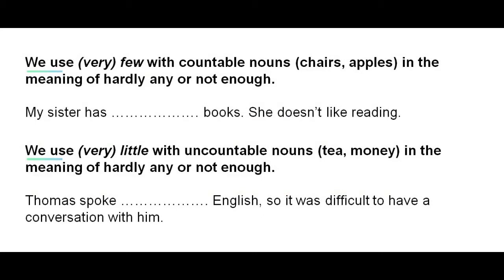Also remember that we use very few with countable nouns, such as chairs and apples, in the meaning of hardly any, or not enough. And we use very little with uncountable nouns such as tea or money in the meaning of hardly any, or not enough. Now have a look at the sentences below and fill in the blanks using the appropriate quantifier. My sister has very few books. She doesn't like reading. Thomas spoke very little English, so it was difficult to have a conversation with him.